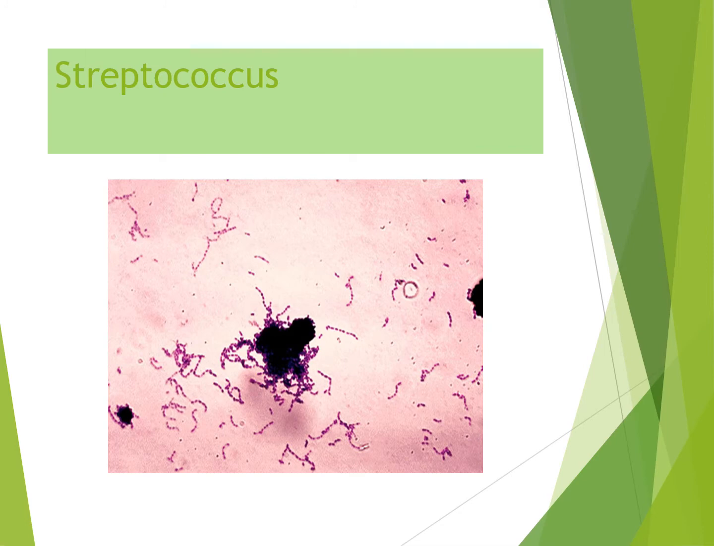Streptococcus is characterized as a chain, as in this figure. Here you can see the single cell is cocci, but it divides to compose a shape or arrangement as a chain. This is because of the type of division.